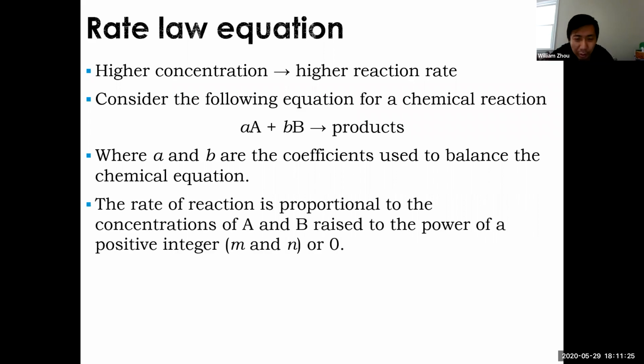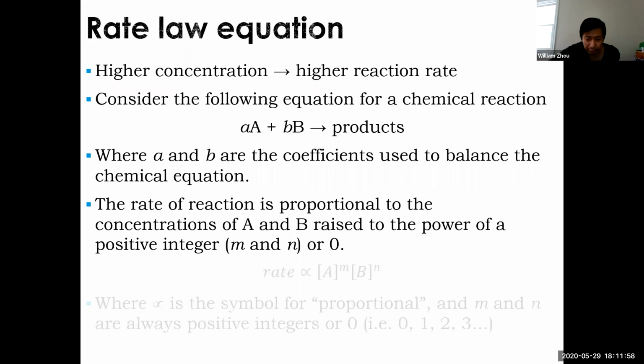Now, the rate of reaction, how fast the reaction actually progresses, is proportional to the concentration of the reactants A and B. They have to be raised to a power of a positive integer or zero. It is not simply directly proportional to just A and B. It is A to the power of something and B to the power of something. So we use m and n to denote those integers.